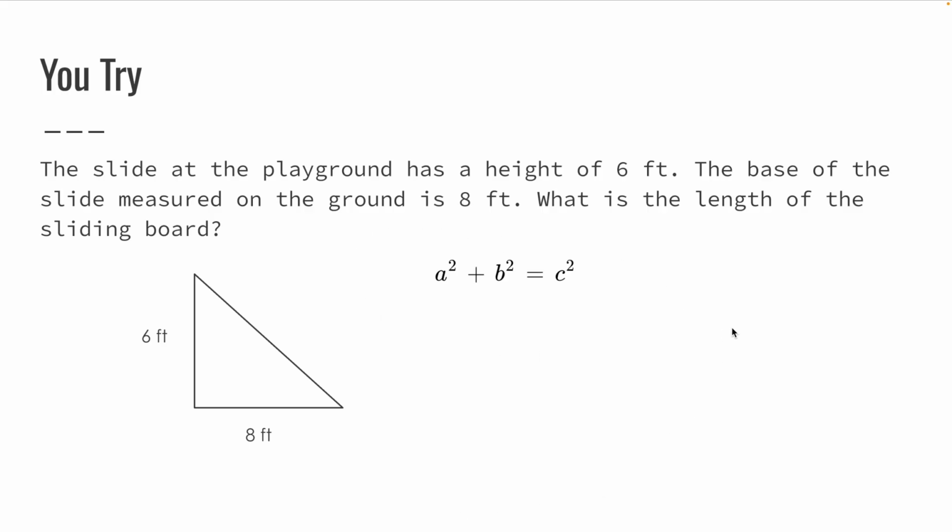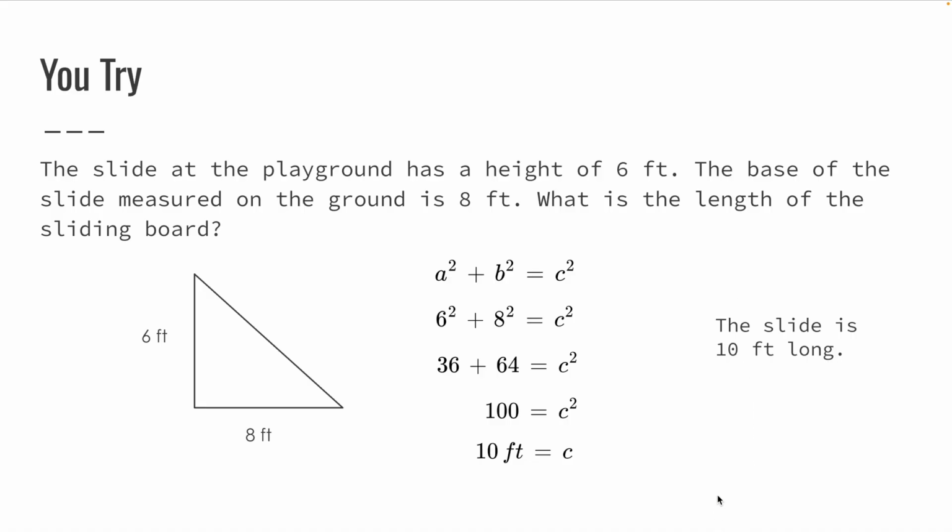So it's asking for C in this case. So I can keep my formula as it is, 6 squared plus 8 squared. And then I'm going to square root that, and I get 10 feet. And again, we write our answer in a sentence. The slide is 10 feet long.